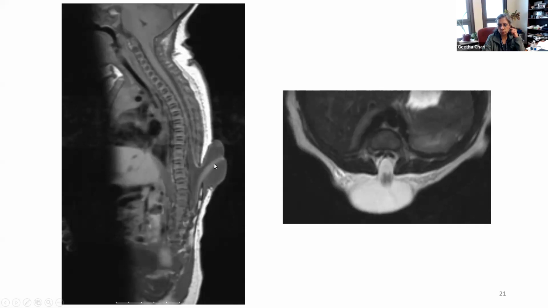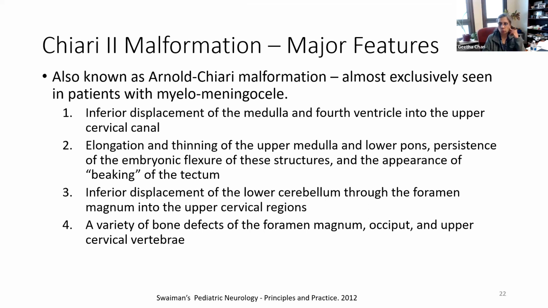In addition to what we see here in this defect, as you go higher up, you can see that the lower end of the brainstem is also all the way down into the cervical canal. The cerebellar tonsils are also down. This anatomy here is also abnormal. So these are characteristic features of Arnold-Chiari type 2 malformation. It's almost exclusive, 97 to 98% of patients with myelomeningocele will have Chiari 2 malformation.